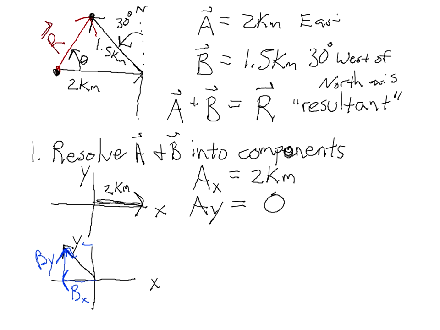So I need to use trigonometry in order to find Bx and By. This angle right here, marked in red, is 30 degrees, according to the problem. So since this angle right there is 90, then the angle marked in blue is 60 degrees. 90 minus 30. So let's use trigonometry to find Bx and By.